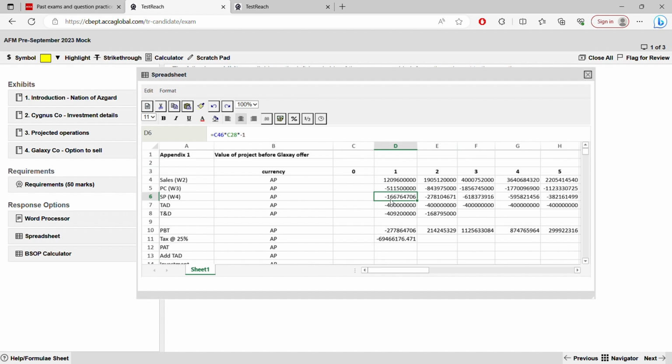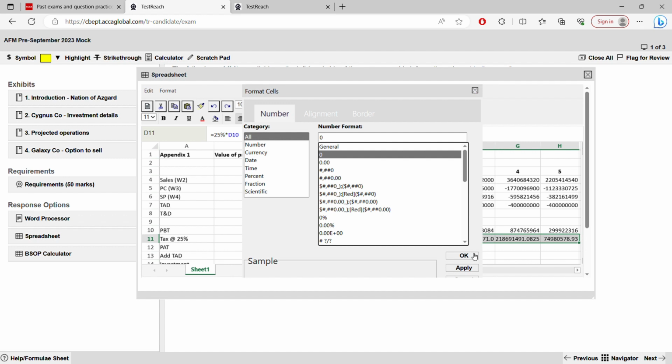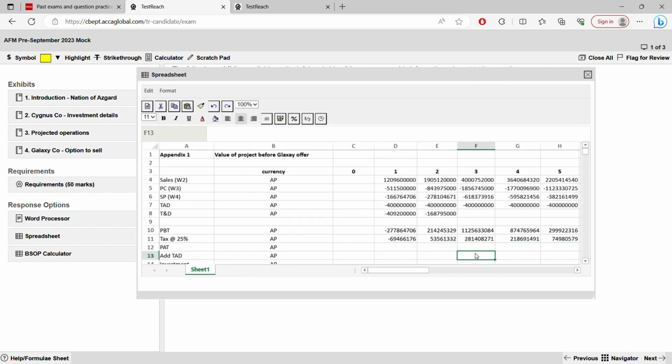Okay, so now the tax is correct. This amount is correct now. So I just need to drag it to the other cell. Okay, the others are correct. I'm just going to make it to the whole number, custom, and then 0. Okay, now what do you have to do? I have to deduct this.